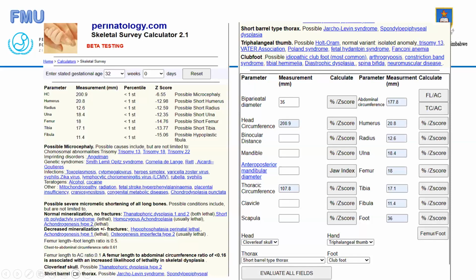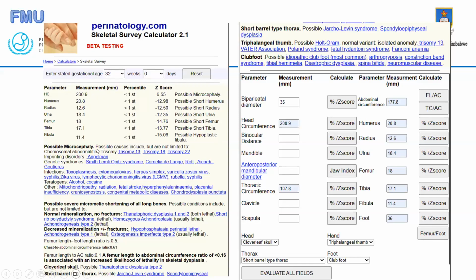There is an application on perinatology.com which we use to try and figure out which conditions we are dealing with. I've just put these findings as a way of trying to demonstrate to you how it works. For example, if we scan a 32-week baby, and these are the measurements we have obtained, you can see that the calculator will tell us if we have a microcephaly, then it will tell us about the shortness of the long bones, and also possible hypoplastic fibula. Then it will tell us the possible diagnosis.